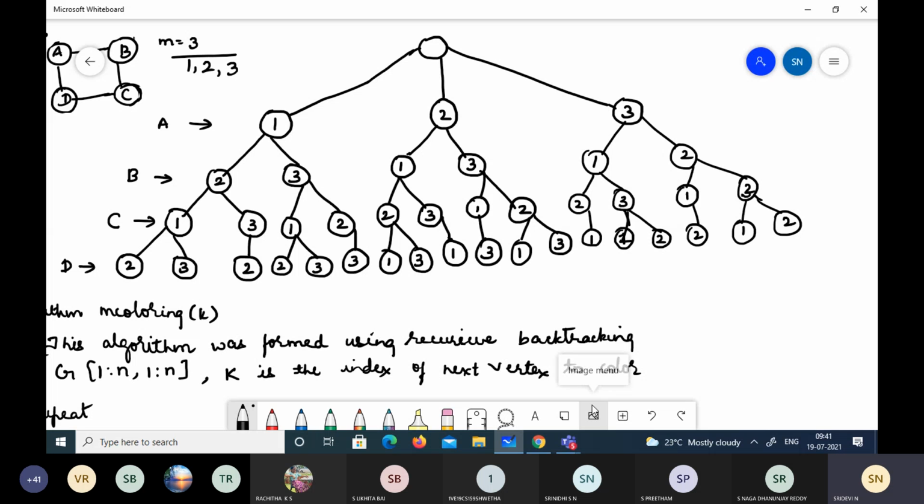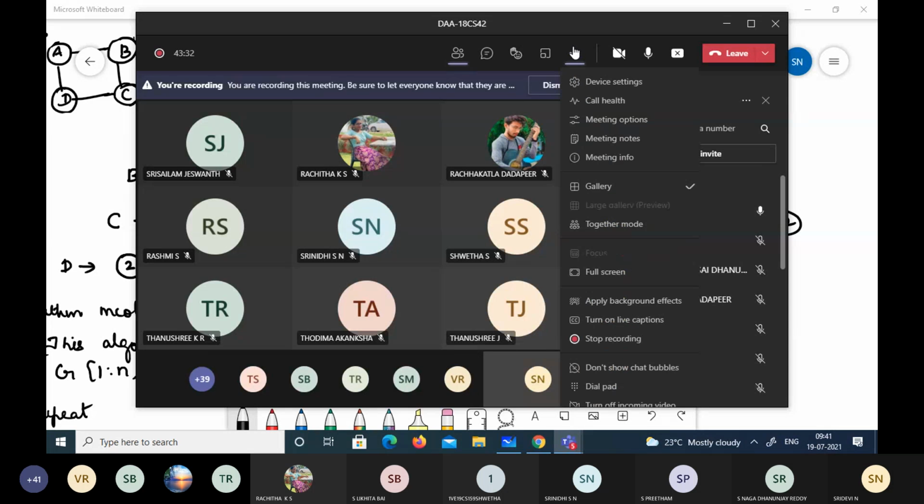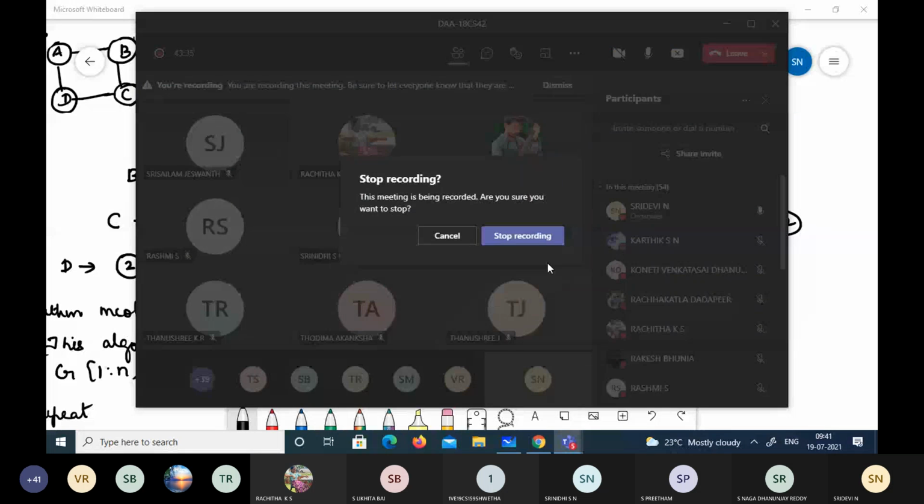Okay. Any doubts with M coloring? No, ma'am. Okay, it's quite easy.